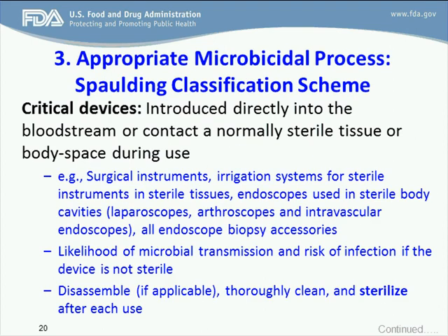Critical devices are introduced directly into the bloodstream or contact a normally sterile tissue or body space during use. Examples of critical devices include surgical instruments, irrigation systems for sterile instruments in sterile tissues, endoscopes used in sterile body cavities such as laparoscopes, arthroscopes, and intravascular endoscopes, and all endoscope biopsy accessories.